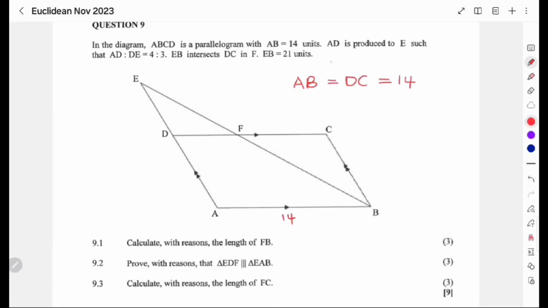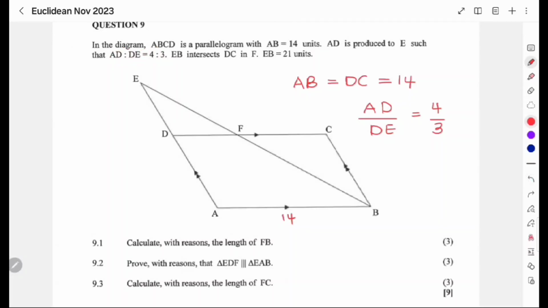Then it states AD is produced to E such that AD to DE is equal to 4 is to 3. So we can write this as a fraction. AD over DE is equal to 4 over 3. So always remember, if the left is on top, the left number must also be on top. If the right side is at the bottom, the right number must also be at the bottom.